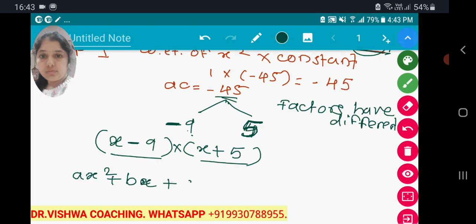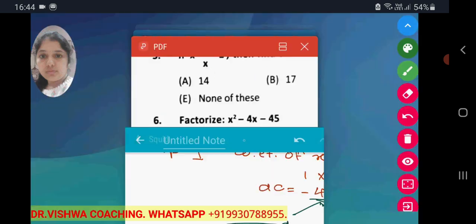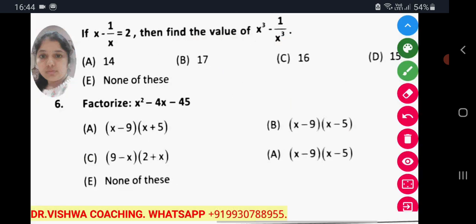plus ac is equal to x plus a and x plus c. Okay, understood? So this is the answer, or these are the two factors of the given equation. Now we'll move ahead. I hope you all understood.